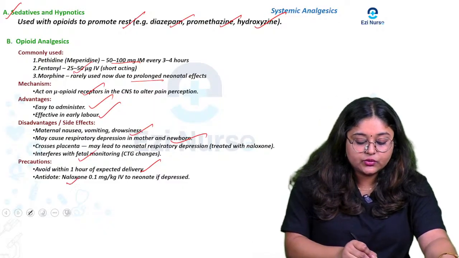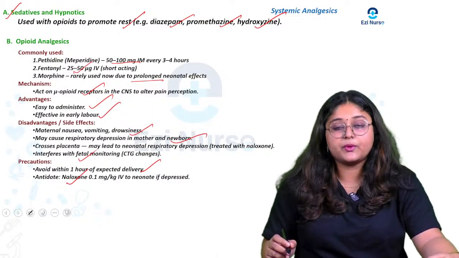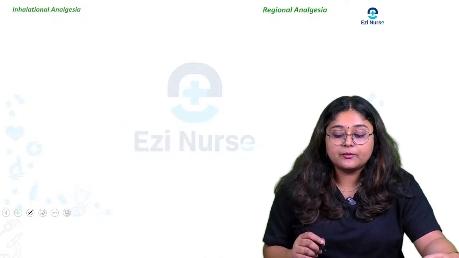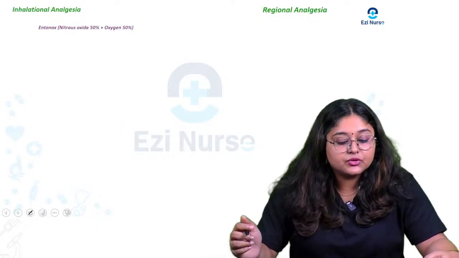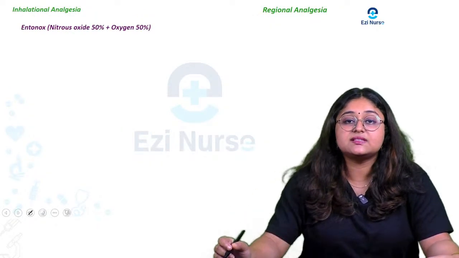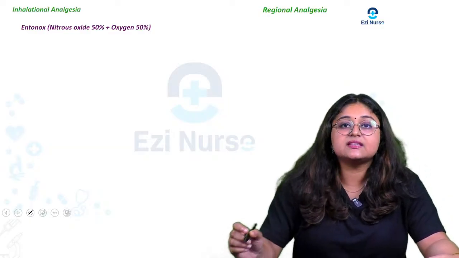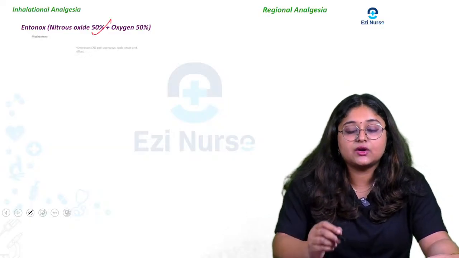So as an antidote we can give naloxone 0.1 mg per kg IV to the neonate if the fetus is depressed. Now come to inhalation analgesia. In this I said Entonox. Okay, in this nitrous oxide you can get 50% and oxygen 50%.